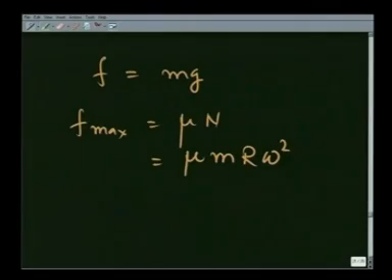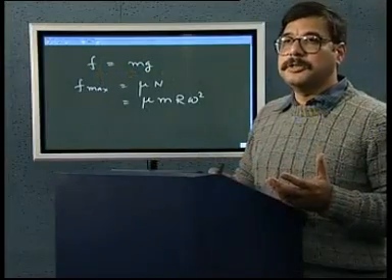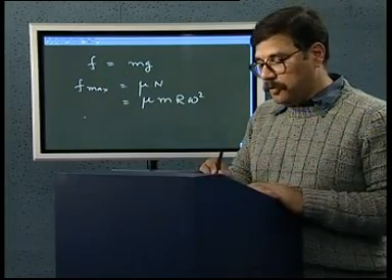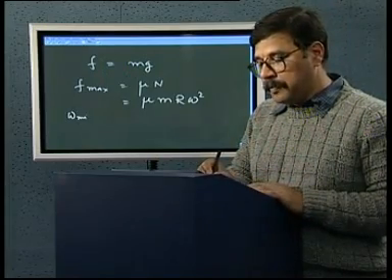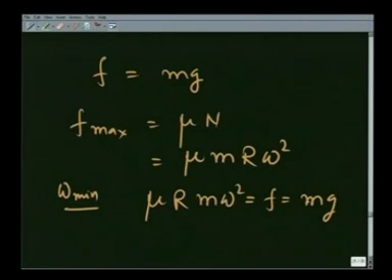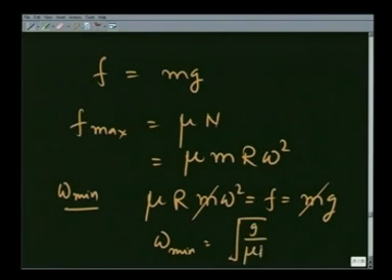For the minimum omega, I should be applying the maximum possible frictional force for that omega, and therefore, for omega min, my condition becomes that mu r m omega square is equal to F equals mg. This m cancels and I get omega minimum to be square root of g over mu r, and that is your answer.